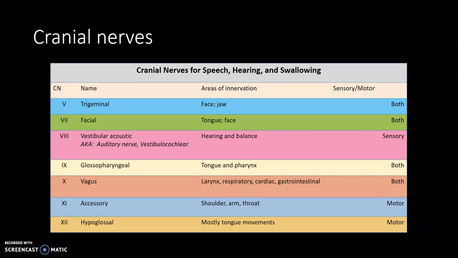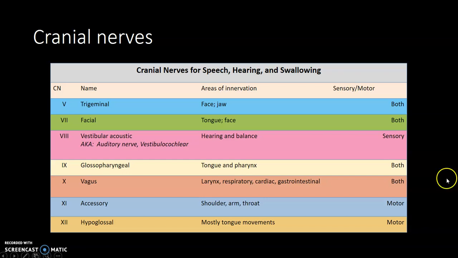Then we have cranial nerve 9, the glossopharyngeal, that, as you've already learned, innervates the tongue and the pharynx, and it does motor and sensory components. And it's really more of a sensory nerve. It only has one muscle that it innervates for movement in the pharynx. So really I want you to know that it does both, but I'm not going to ask specifics in terms of the motor components.